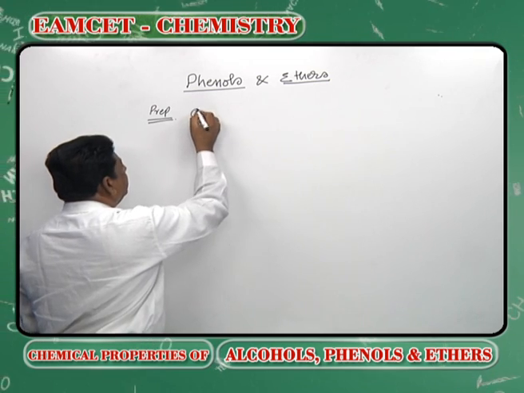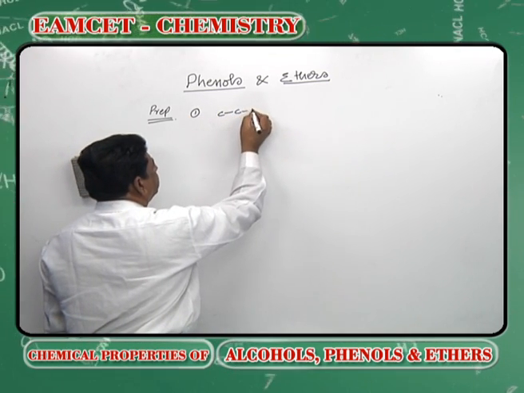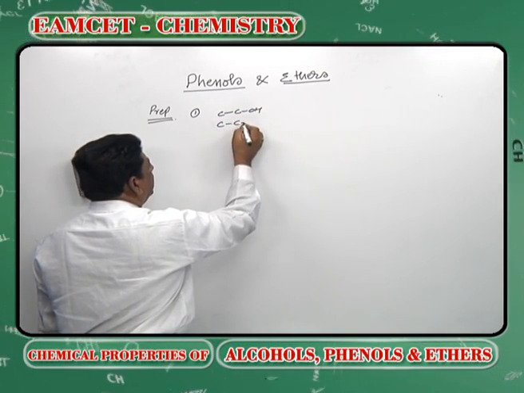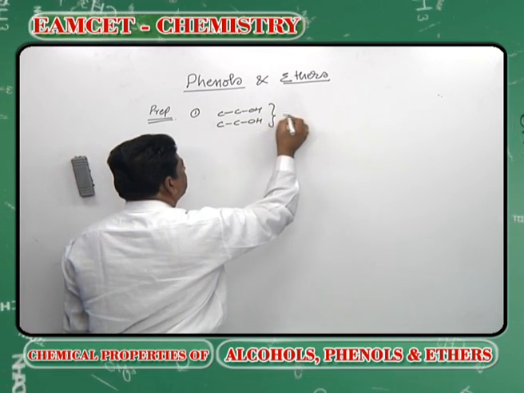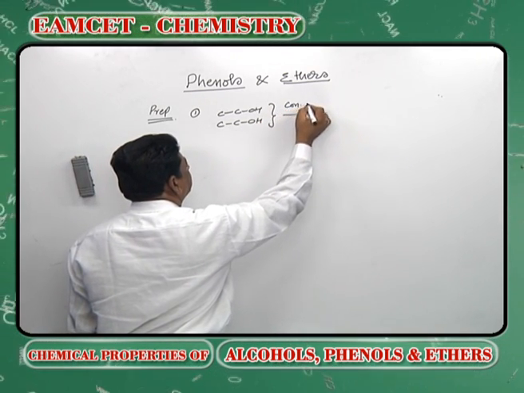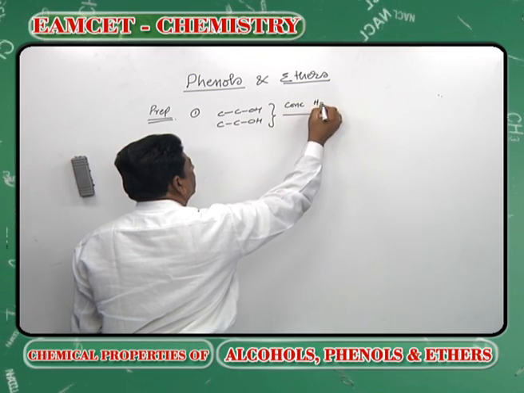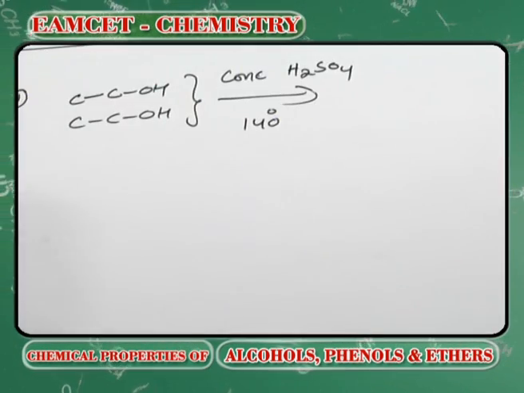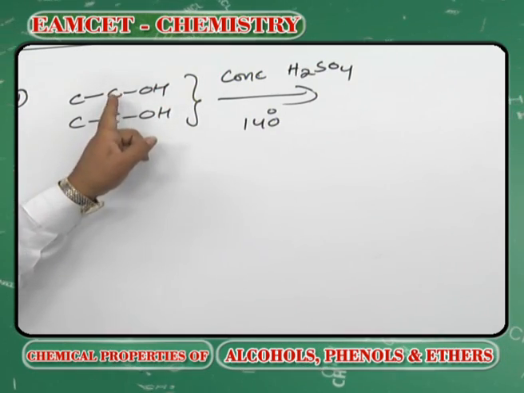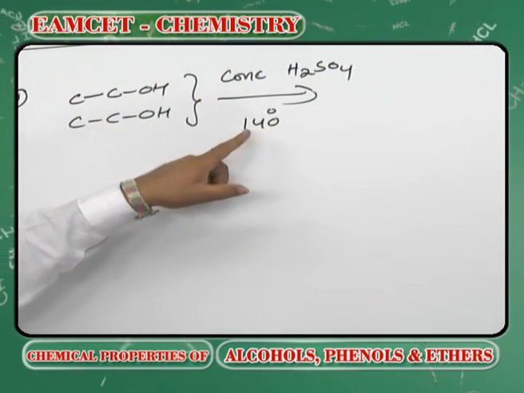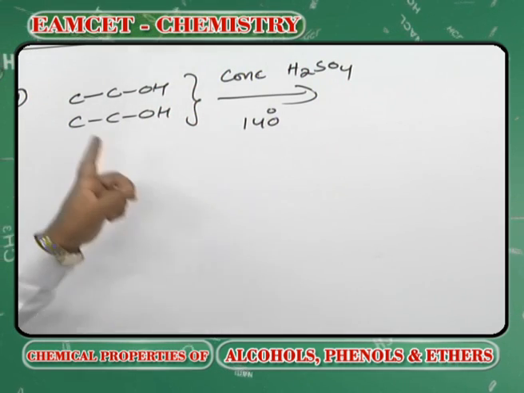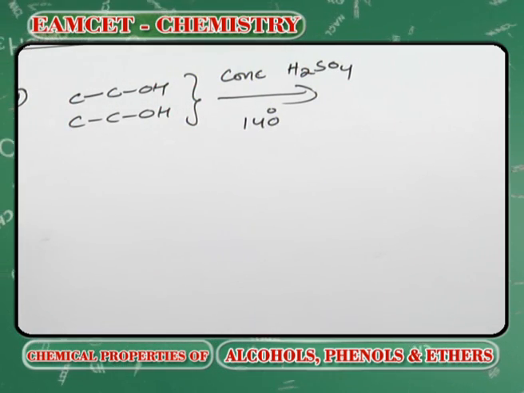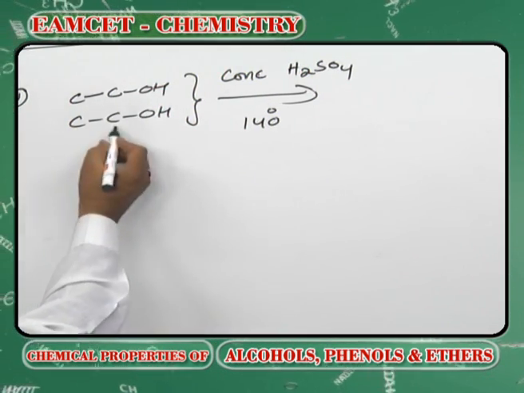One of the methods is alcohol is heated. Ethyl alcohol you take and heat it in presence of concentrated sulfuric acid at around 140 degrees centigrade. As we have seen in the last class, at 70 degrees it gives ethyl hydrogen sulfate, at 140 ether comes, at 170 you get alkene formation. Dehydration takes place within the molecule, alkene.